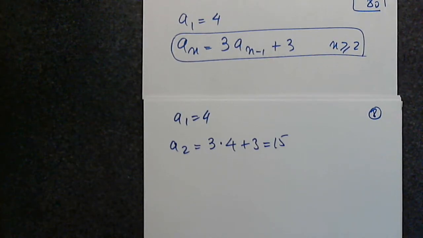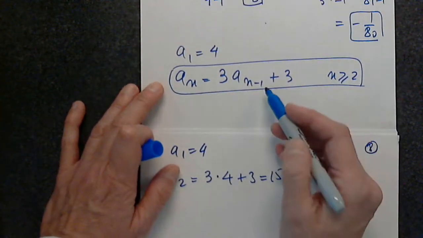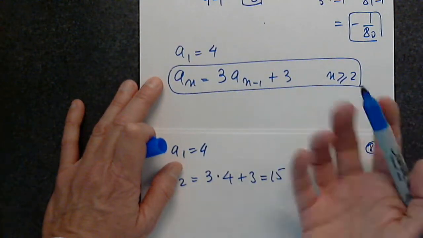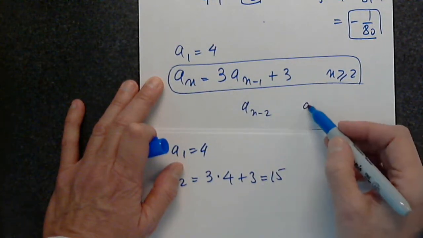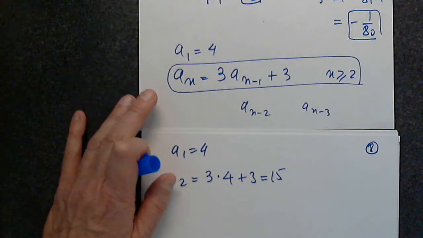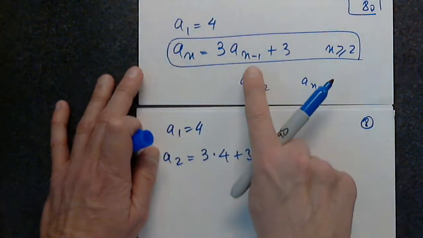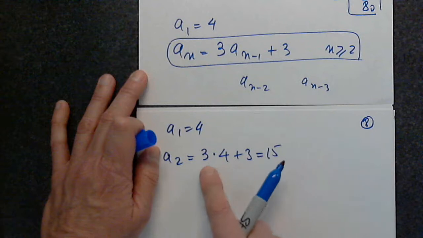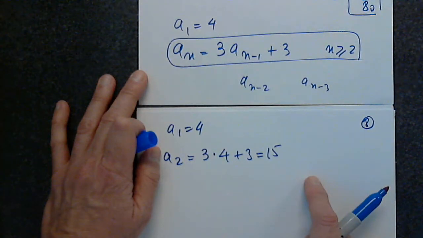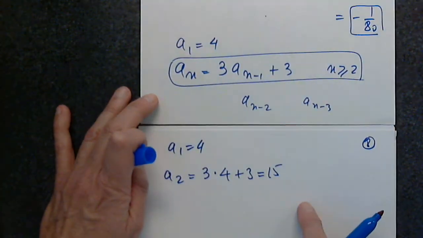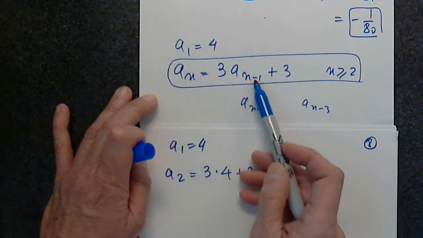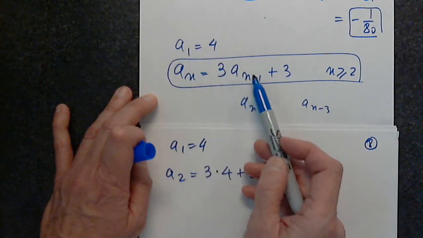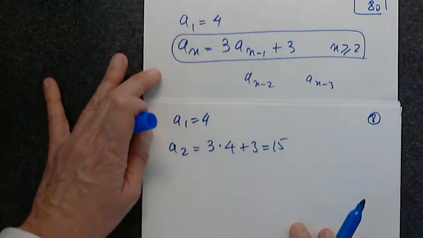Agreed? So a_(n minus 1) just means the previous term. Exactly. If it's the previous before this one, there will be a_(n minus 2). If it's the previous before that, it will be a_(n minus 3). So 3 multiplied by 4 plus 3. 12 plus 3, 15. Marcus, okay? Is that clear? When we're talking about 2, 2 minus 1 is 1, which is 4. A1 is 4.